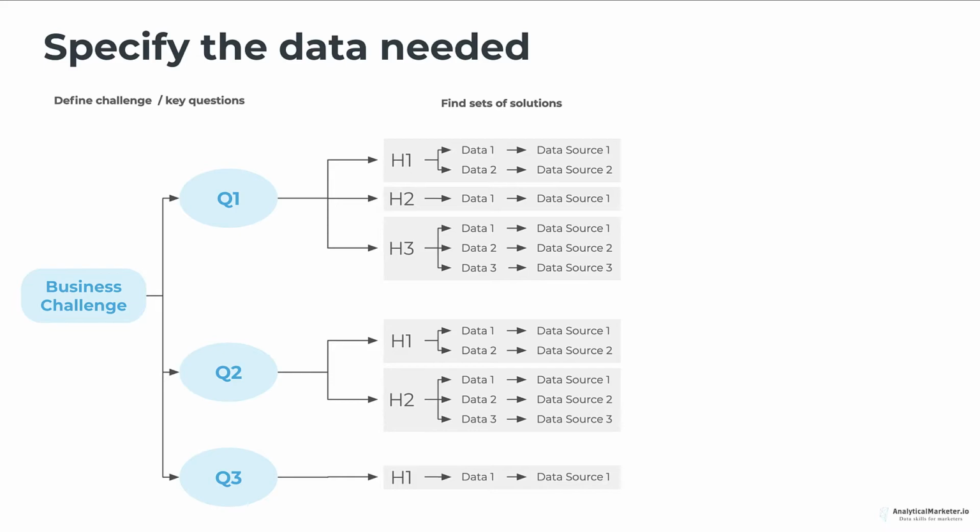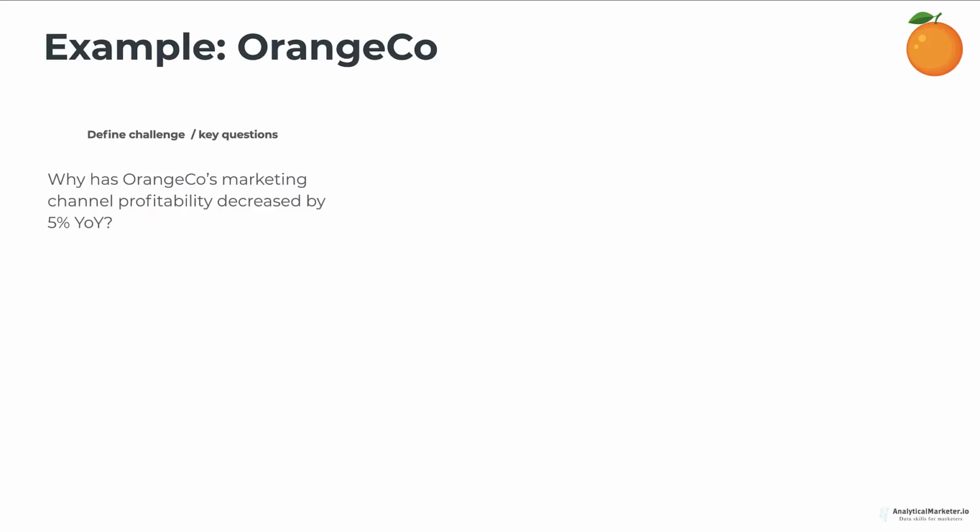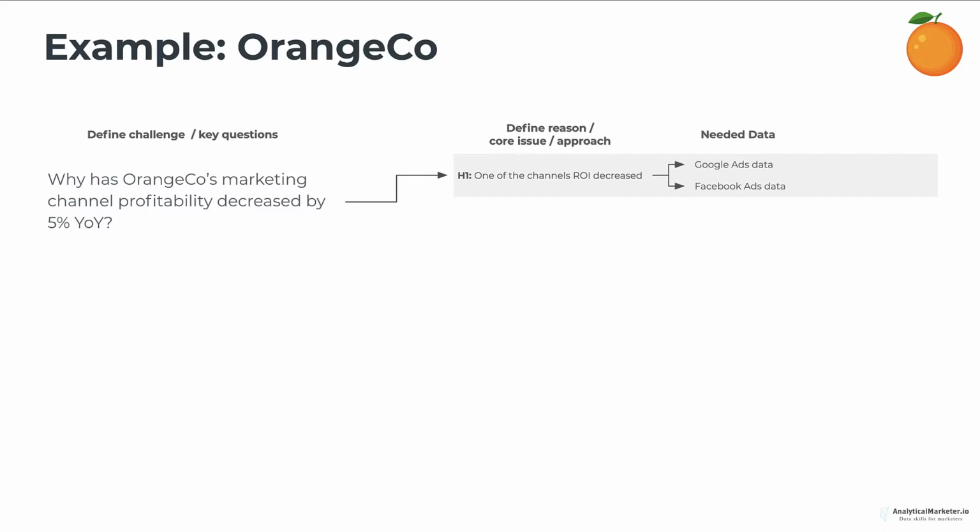So let's have a look at an example to make it more understandable. Let's go back to our OrangeCo. So let's look at our first question here. Why has OrangeCo's marketing channel profitability decreased by 5% year-over-year? One reason for that decline could be one of their channels' ROI is decreased. So very simple, right? And how do we analyze if the ROI has decreased? Well, we check the corresponding ads data. So remember, OrangeCo advertise on Google and Facebook, so we'll just look there. Getting the data is now the easy part, as we can easily pull it directly from the accounts.